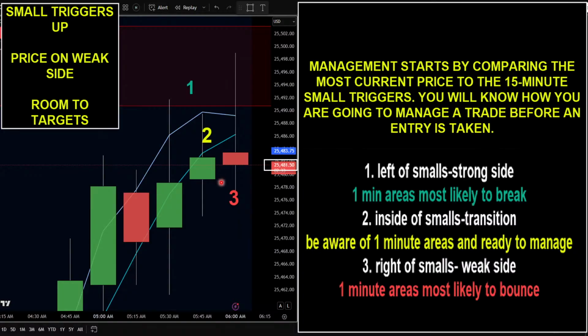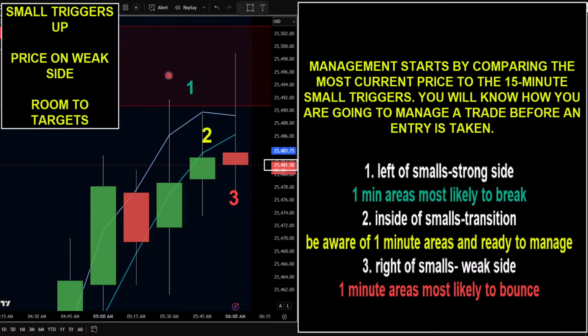And there's only three options. It's either left of the triggers, right of the triggers, or inside of the triggers. That's it. If you are kind of left and inside, you're inside. And if you're kind of right and inside, you're inside. But if you're left of the triggers, this is the strong side of the triggers. This is where markets are hard to stop.